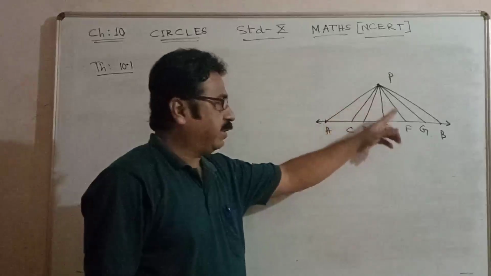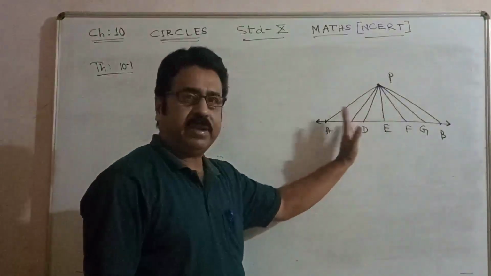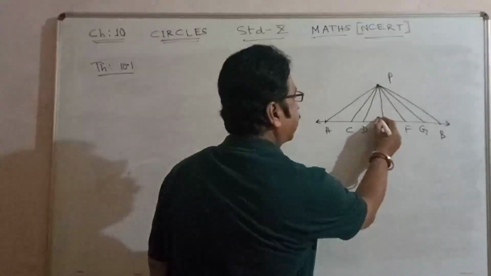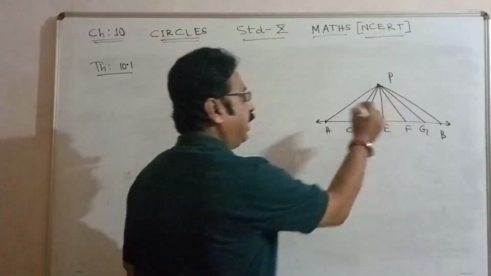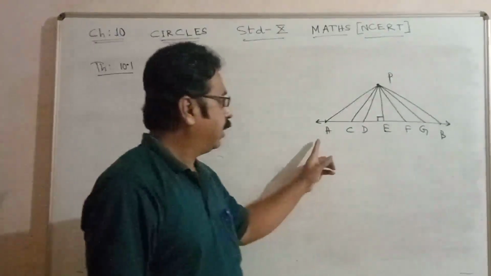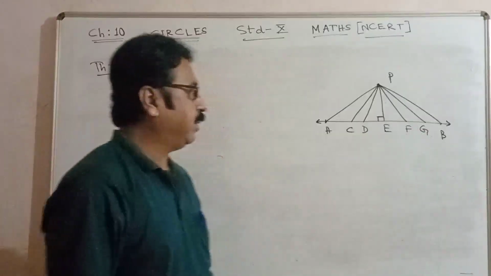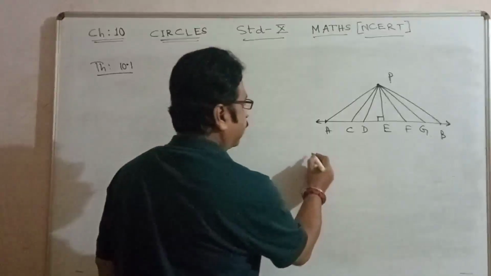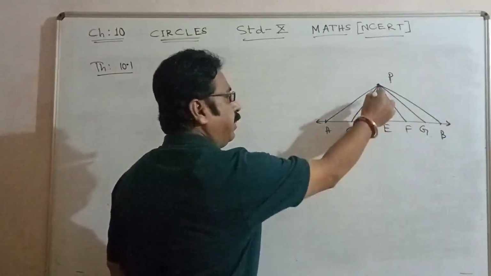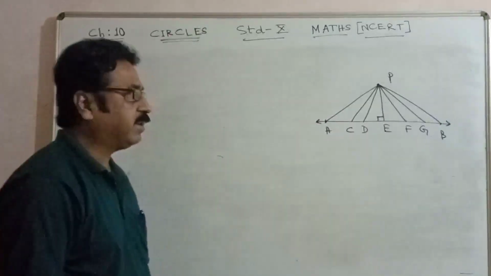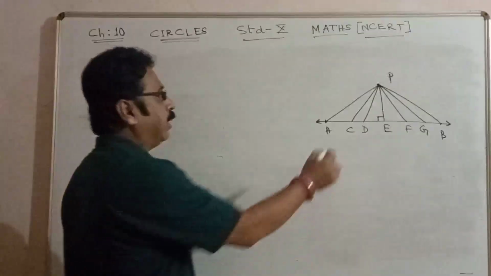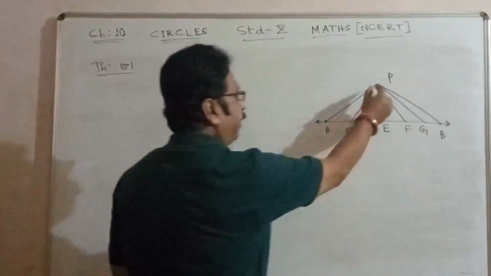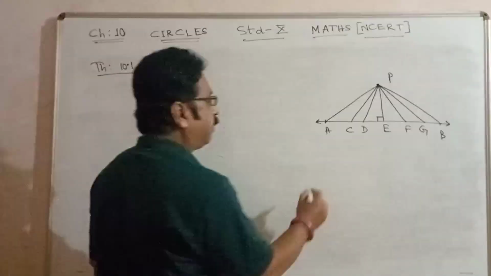Out of these distances, all are obviously not equal. So which is the minimum distance? When PE is perpendicular to the line AB, this distance will be the minimum distance. PA, PC, PD, PE, PF, PG, PB, etc. are all distances between the point P and the line AB, but PE is the minimum distance.